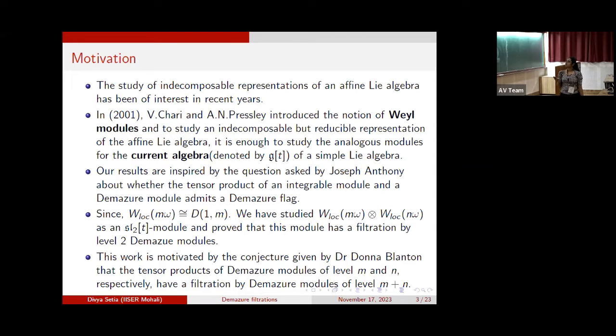And since the local Weyl module is isomorphic to a level 1 Demazure module, we study the tensor product of two local Weyl modules, which is basically the tensor product of two level 1 Demazure modules, and we try to create a filtration for the level 2 Demazure module, and we finally succeeded. So the work is motivated by the conjecture given by Dr. Donna Blanton, that the tensor product of Demazure modules of level M and N has a filtration by Demazure modules of level M plus N. So we proved this conjecture for the tensor product of two level 1 Demazure modules, and we give the filtration by level 2 Demazure modules.